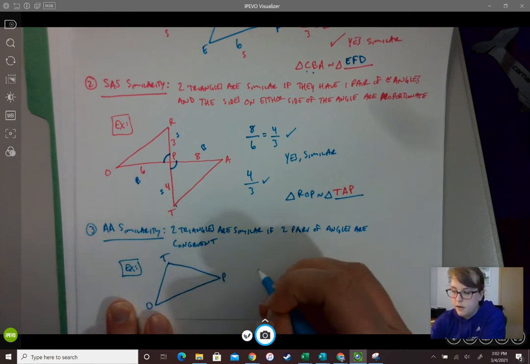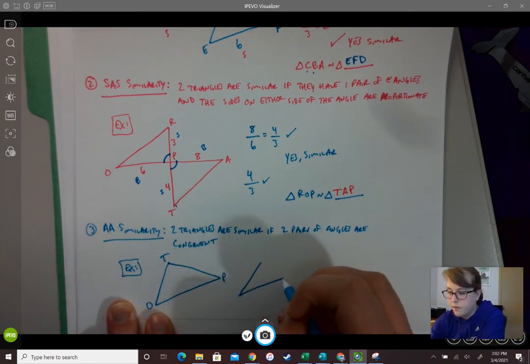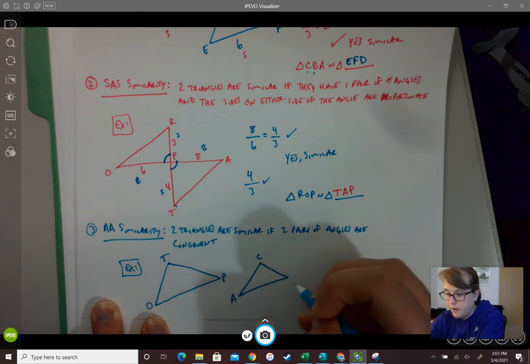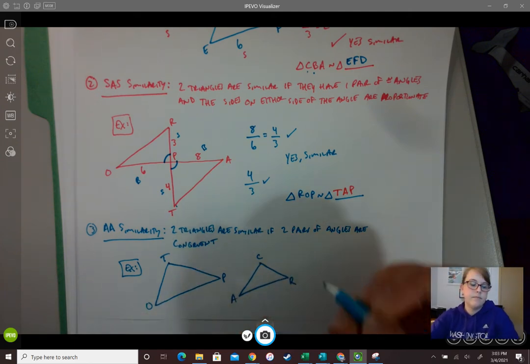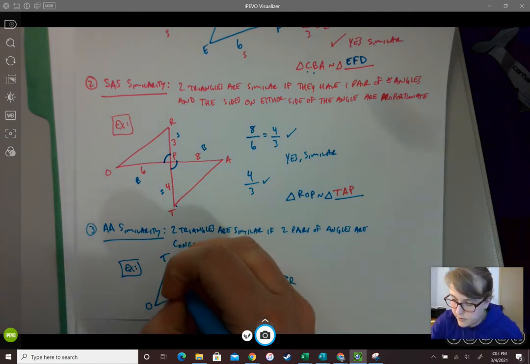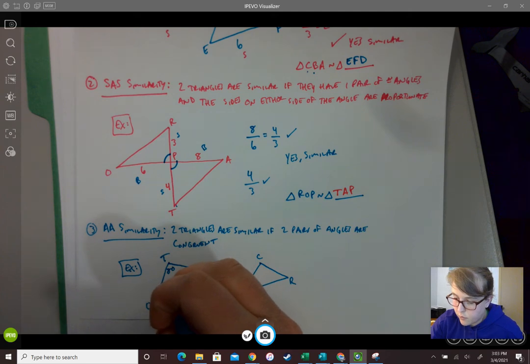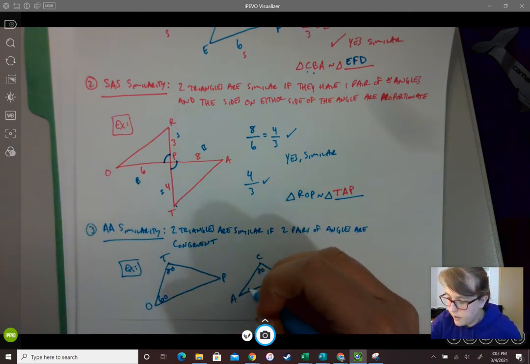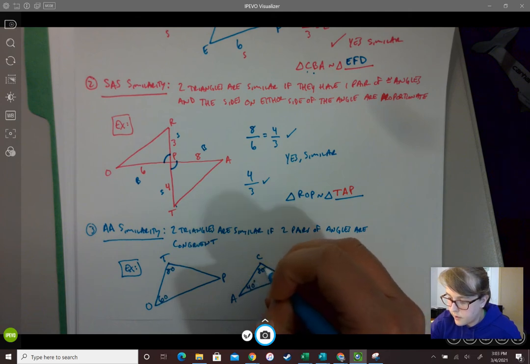TOP, and then we'll have CAR. And we're going to be given some information here. We'll say this angle is 80, this one is 60. We'll say this one is 80 and this one is 40 degrees.